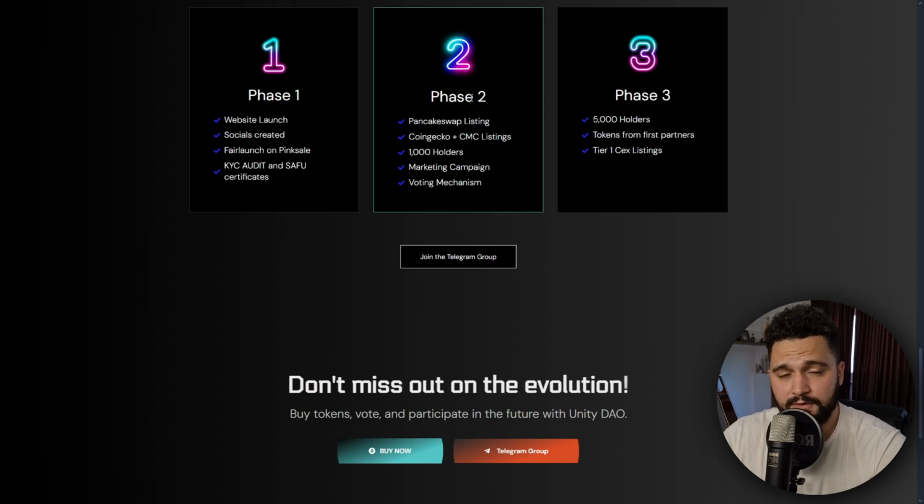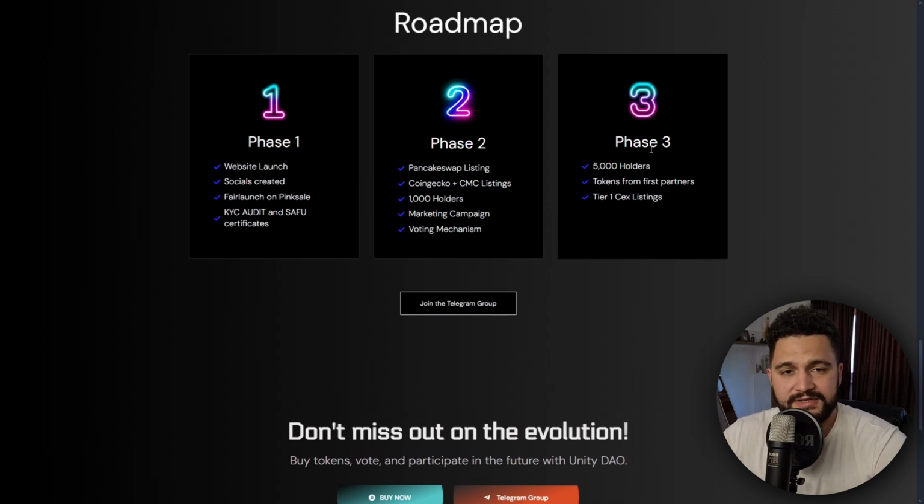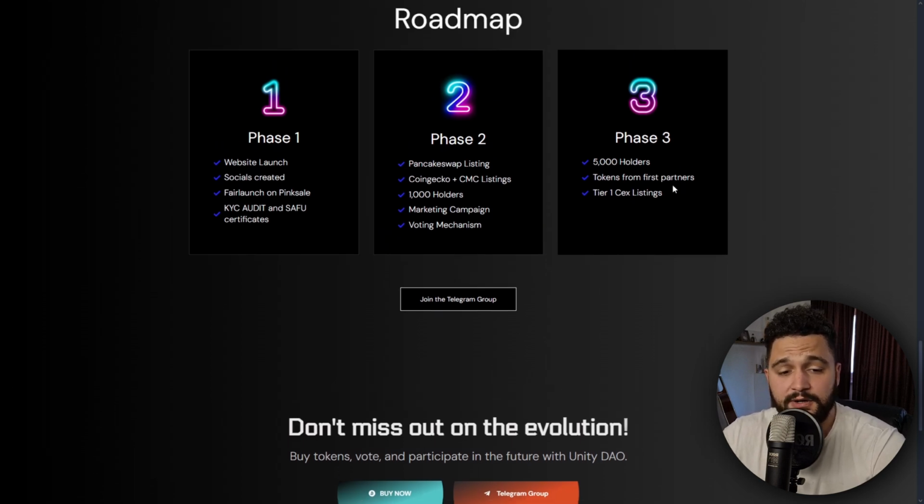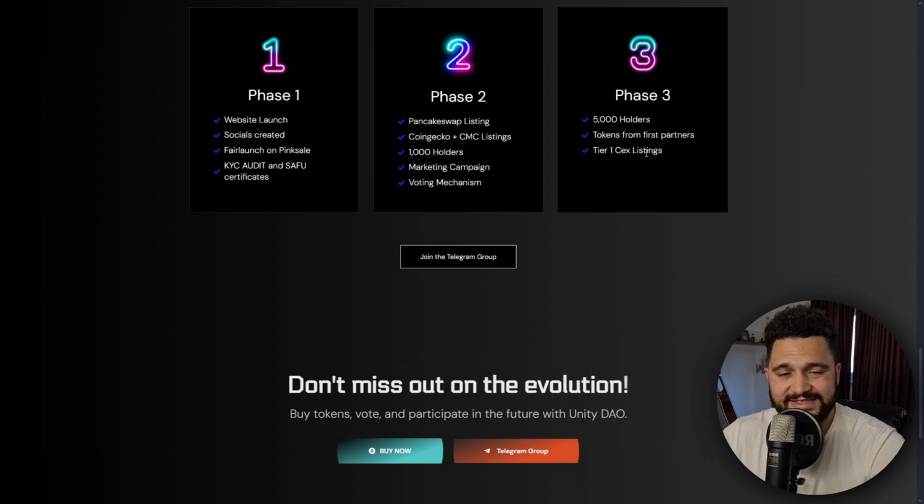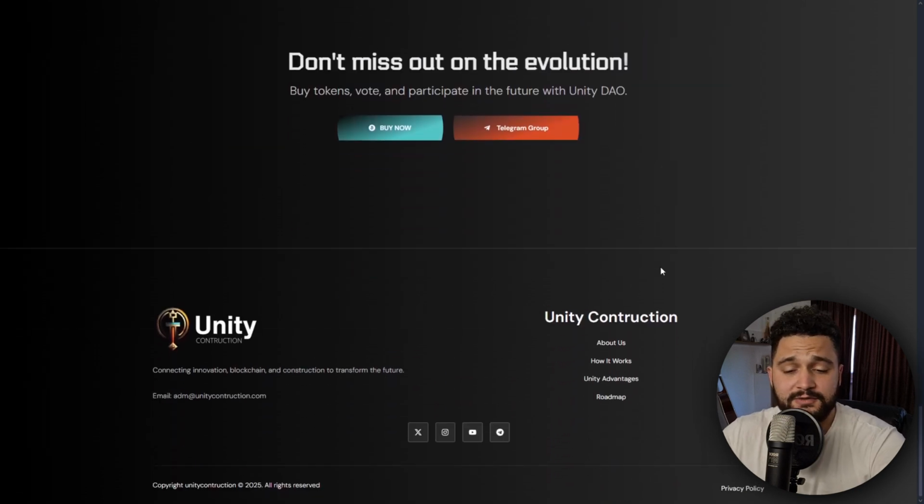After that, they will have their token listed on PancakeSwap. We will have a fast listing on CoinGecko and CoinMarketCap, where they will be available for checking and tracking analysis. 1,000 holders planned in the second phase. Market cap page, voting mechanism. Third phase, 5,000 holders, tokens for first partners and Tier 1 CEX listing. So, in the third phase, at around 5,000 holders, we will have first token partners, and first support will be given. Don't miss out on this evolution.